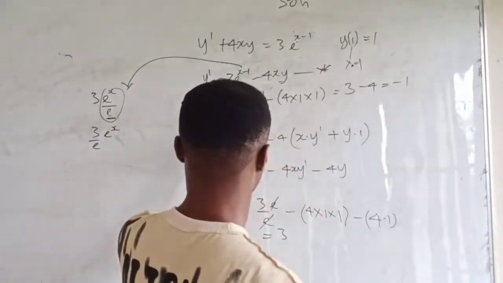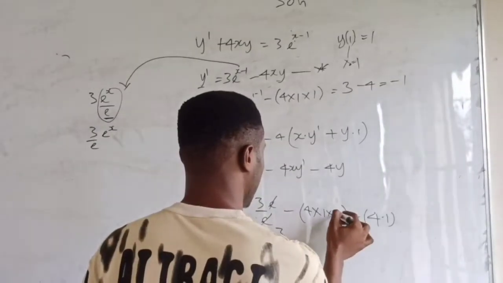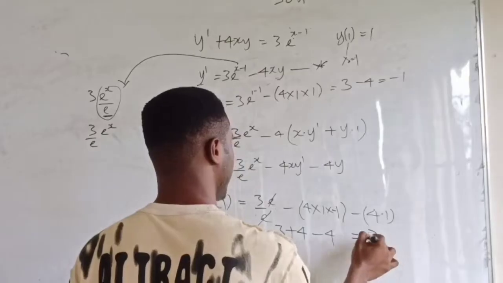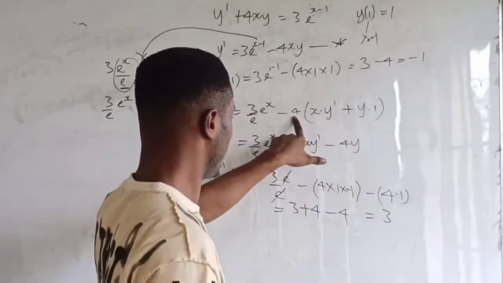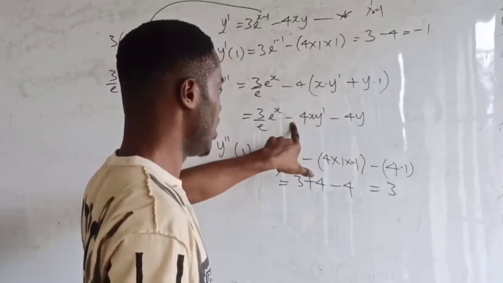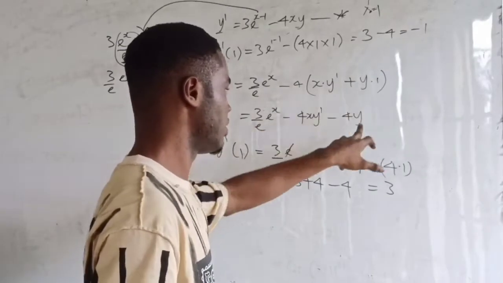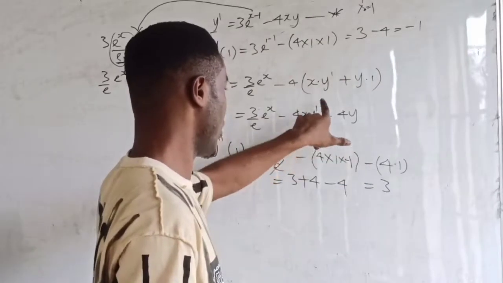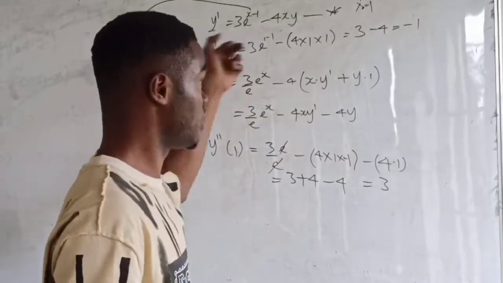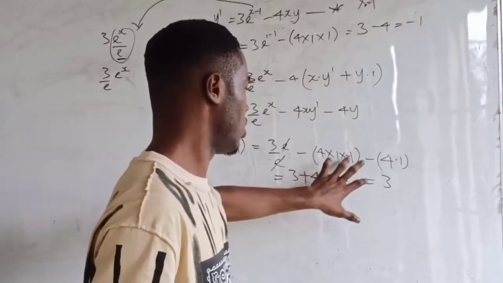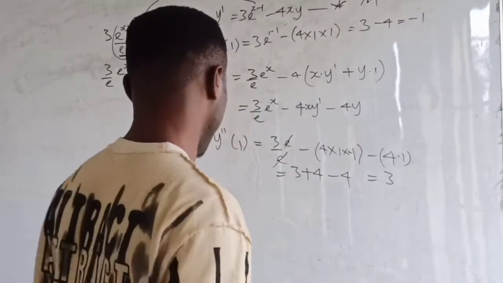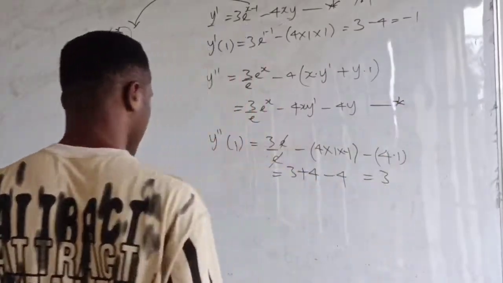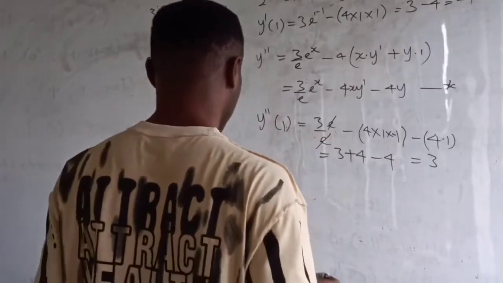Sorry, this is y prime, and y prime is negative 1. So 3 plus 4 minus 4 gives us 3. Negative 4 times xy prime gives us negative 4xy prime. For x equal to 1, and y prime from the first one that we saw is negative 1. That's how negative 1 came about. So we get 3. Now the next step is to differentiate this term so that we can find the value of our third differential.